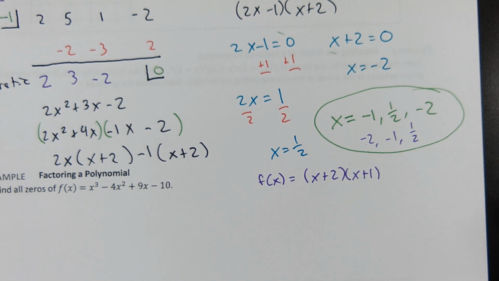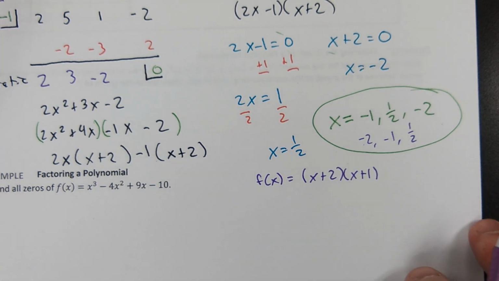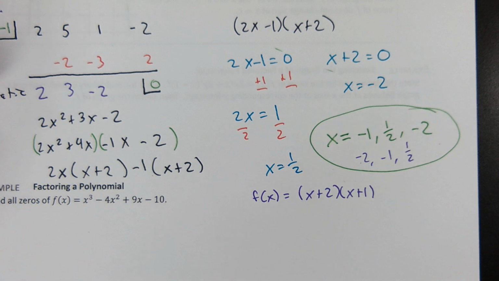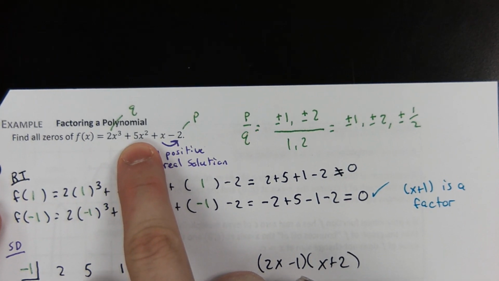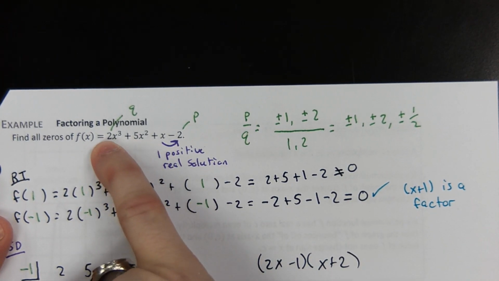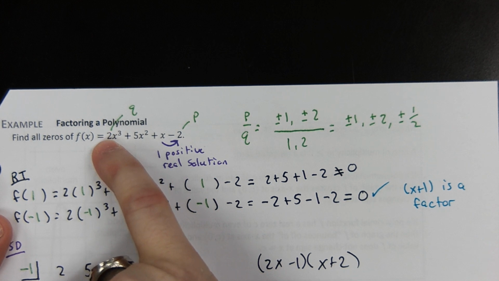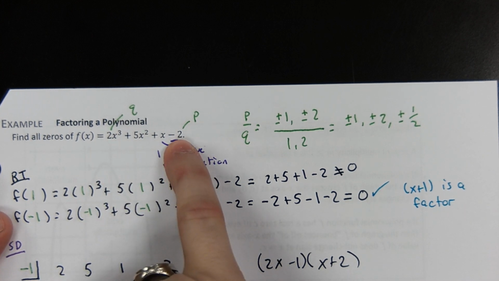And then the last one. 1/2 is a solution, but x minus 1/2 is not the factor. And the reason why I know that x minus 1/2 is not the factor, I can't write it here, is because if I come all the way up here, there's a 2 at the front, right? And there's a 2 at the back.